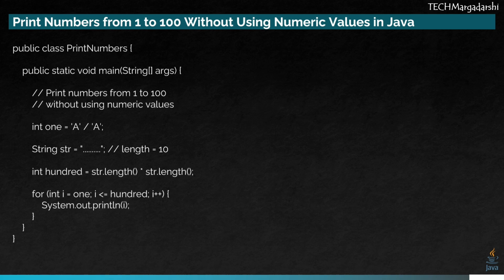Next, we create a string containing 10 dots. Using the length method, we get the value 10. Then we multiply the length by itself to generate 100 dynamically without writing the number directly. Finally, we use a for loop starting from 1 and print values up to 100. This program is a creative way to understand ASCII values, string length, and logical problem solving in Java.